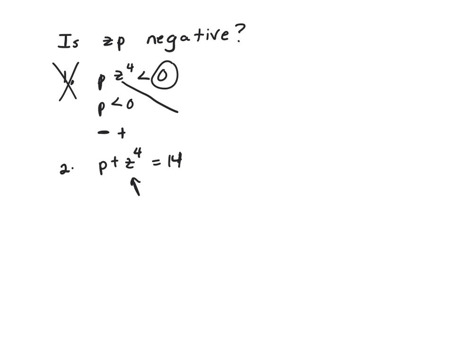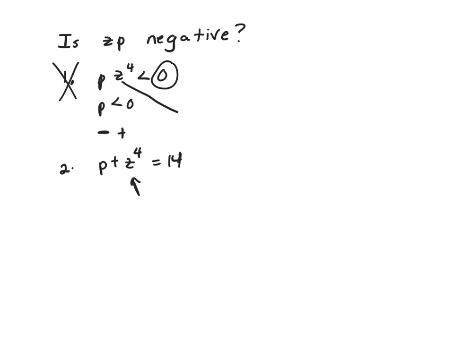This tells me, well, we don't know whether Z is positive or negative. When you raise it to the fourth power, it's going to be positive. But I don't know what P is. I don't know what Z is. I just know when you sum the two together, it's going to give me 14.